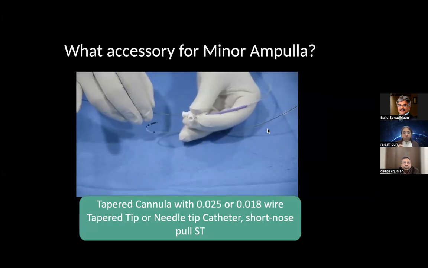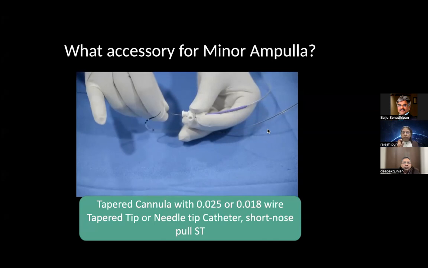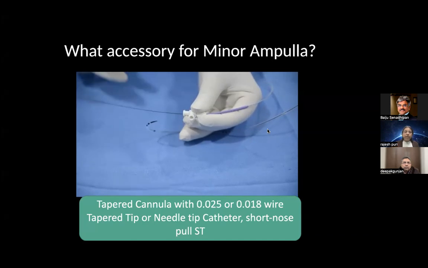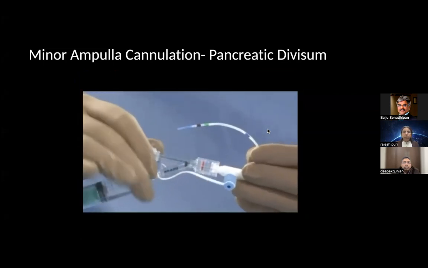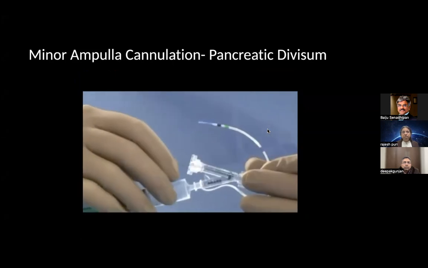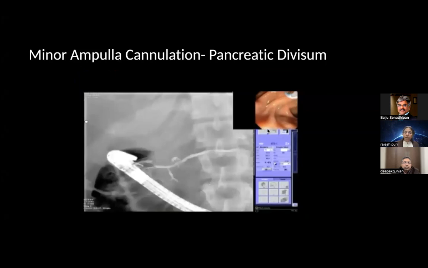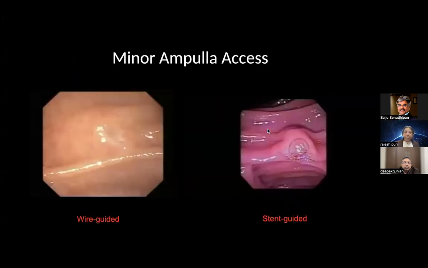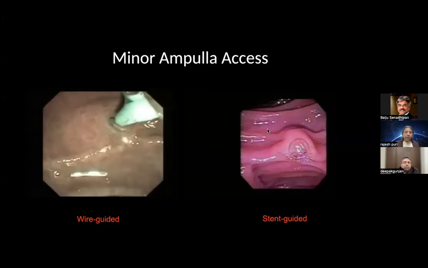Again, your assistant should be able to manipulate the guide wire, which is very important because the minor ampulla is very small and it is sometimes difficult. Your wire should be around 5 millimeter to 1 centimeter outside the taper tip cannula. This is a dedicated device which has a nitinol wire, especially meant for the minor papilla cannulation in a patient of pancreatic divisum. These nitinol wires retain their shape and they are very helpful in cannulating the minor papilla.